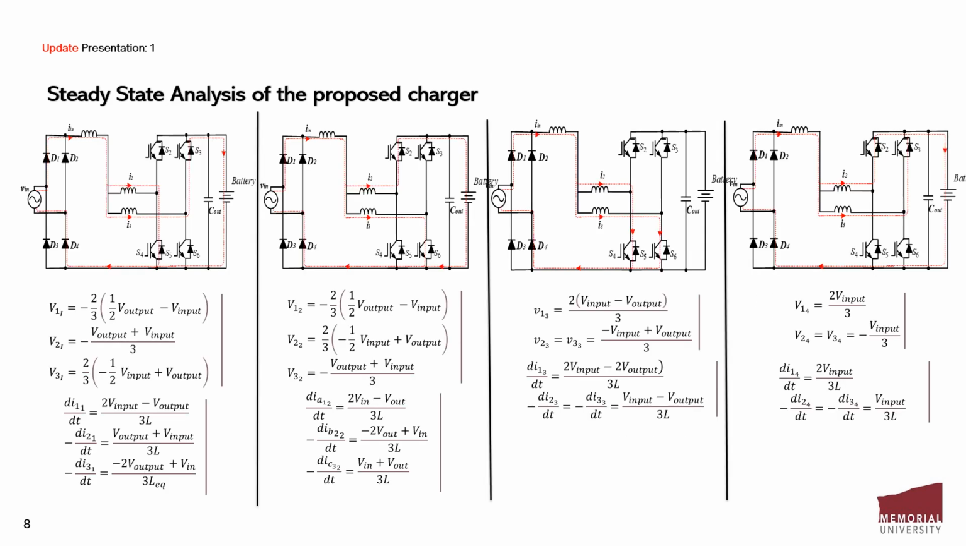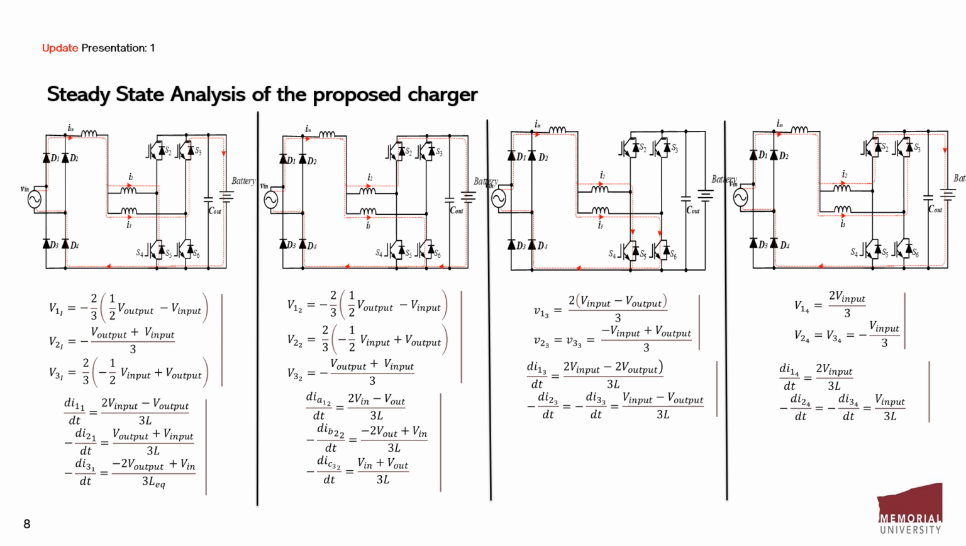Now, this is the steady state analysis of the proposed charger. We have 4 different modes: mode 1, mode 2, mode 3, mode 4, moving from my left to my right. So we have the switching sequence to be mode 1, mode 2, mode 3, mode 2, and then mode 3 when the duty cycle is less than 0.5. And then we also have mode 2, mode 3, mode 4, and then mode 3 when the duty cycle is greater than 0.5.